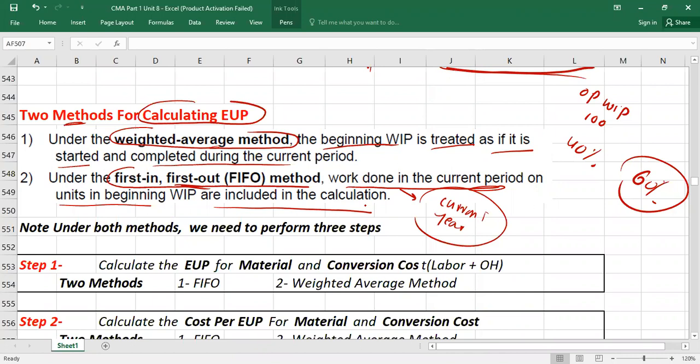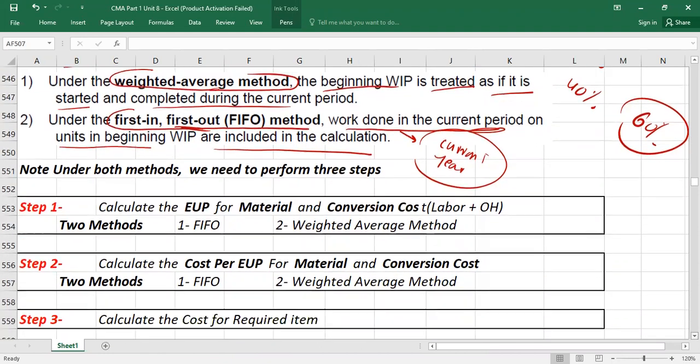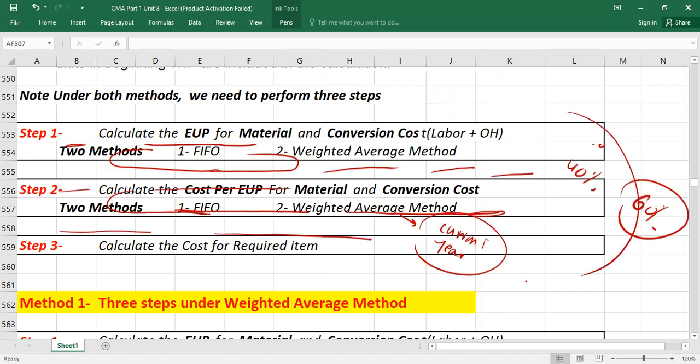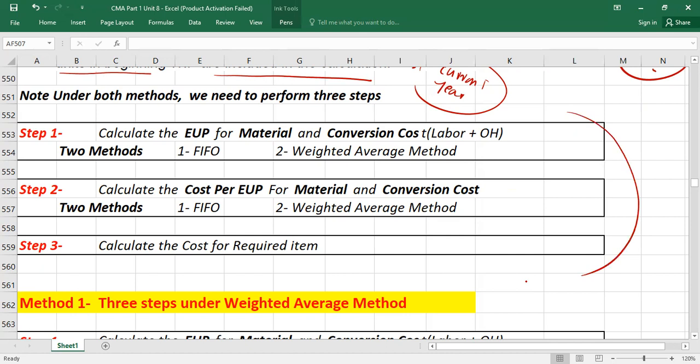Now, it will become easy, don't worry. So far, you will face difficulty in how it will work. But once I show you the format, it will become very easy. Now, guys, either you are going to use the weighted average method or you are going to use the FIFO method. So you have to do three steps if you want to calculate the cost of closing work in process. How many steps you have to do? Three. Either you are applying weighted average or FIFO method, three steps you have to do.